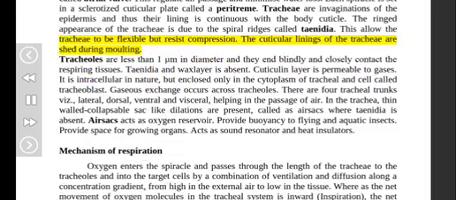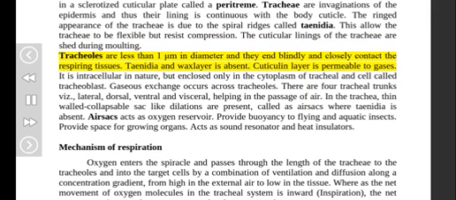The cuticular linings of the tracheae are shed during molting. Tracheoles are less than 1 micrometer in diameter and they end blindly and closely contact the respiring tissues. Taenidia and wax layer are absent. Cuticulin layer is permeable to gases. It is intracellular in nature, but enclosed only in the cytoplasm of the tracheal cell called tracheoblast. Gaseous exchange occurs across tracheoles.